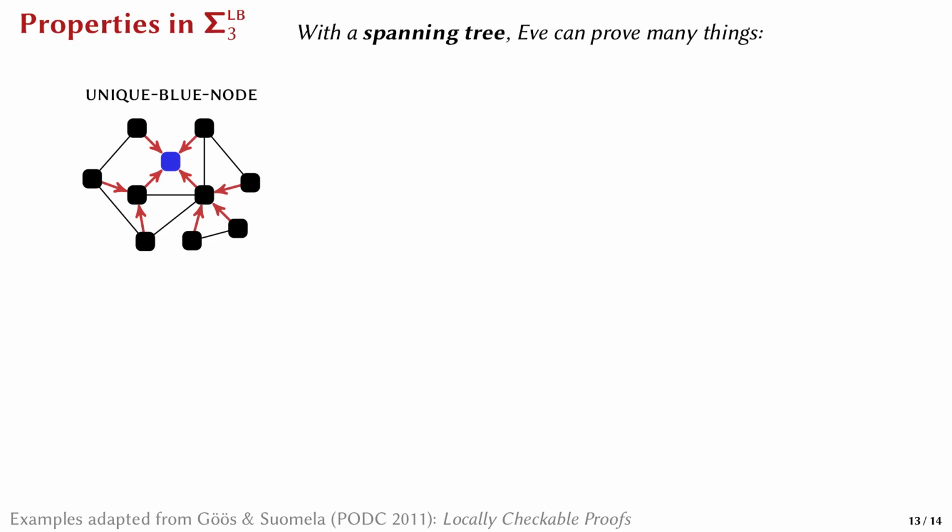And we also know that this property lies at most at level 3 of the hierarchy. That's still a pretty basic property, but in order to check it, we had to develop a protocol for verifying a spanning tree. And as usual in distributed computing, once we have a spanning tree, many things become possible. Let's look at a few examples taken from a very nice paper by Göös and Suomela.